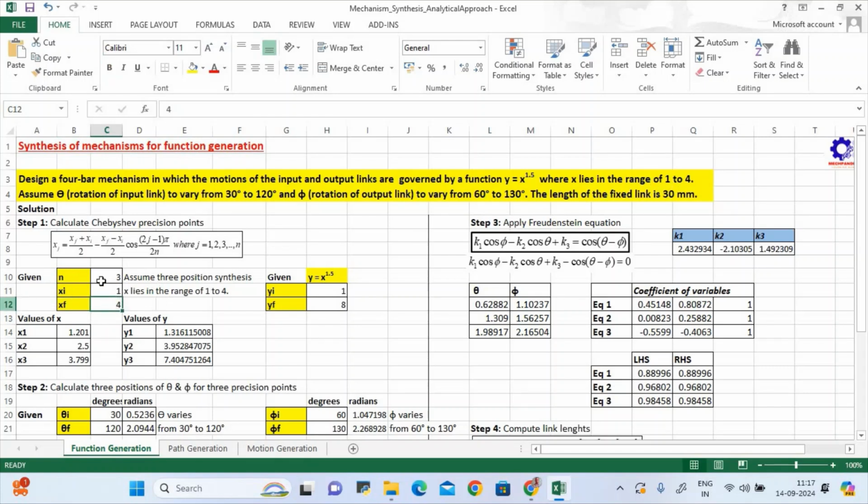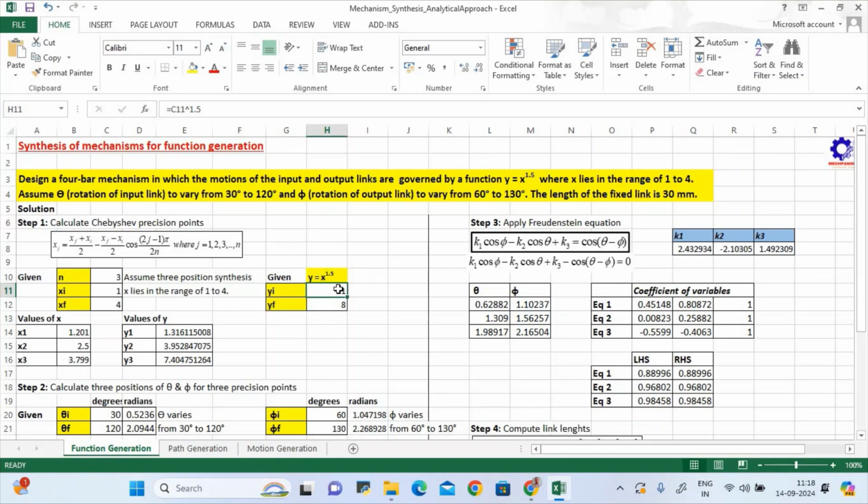Now from the initial and final values of x, we can actually calculate the initial and final values of phi. So we know that this expression is y equal to x to the power 1.5. It is already given to us. So yi, the initial value, we can take as 1, and yf is simply x to the power 1.5, that is 4 to the power 1.5, which will be 8. Now all these calculations you can simply see: once I have written down the given values, I am simply using the cells of those particular values to calculate the remaining values, that is yi and yf.